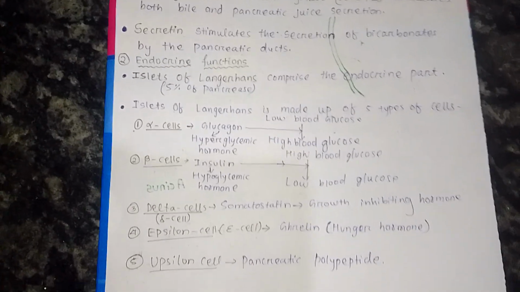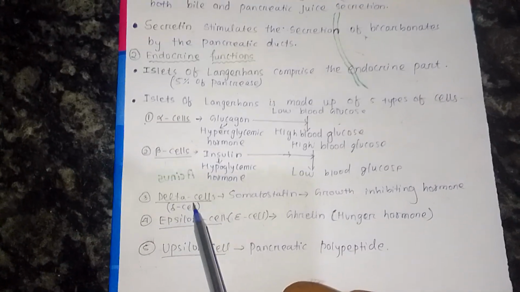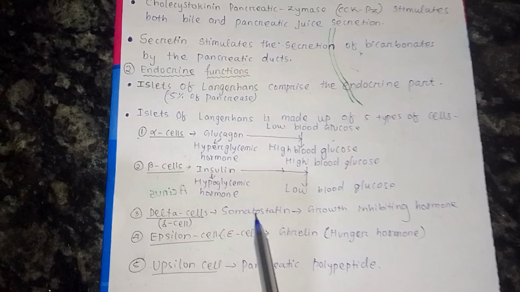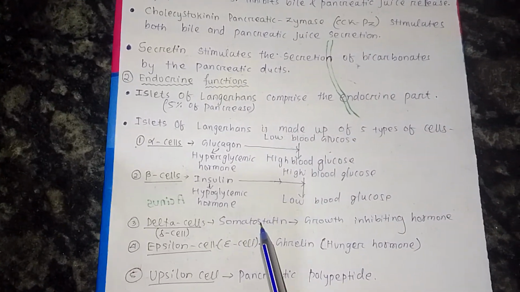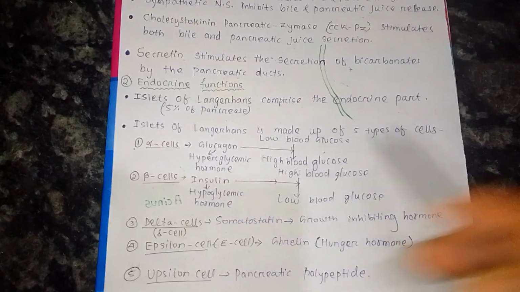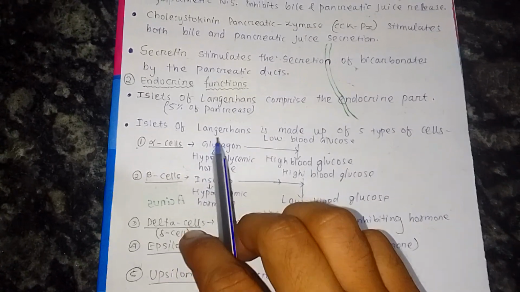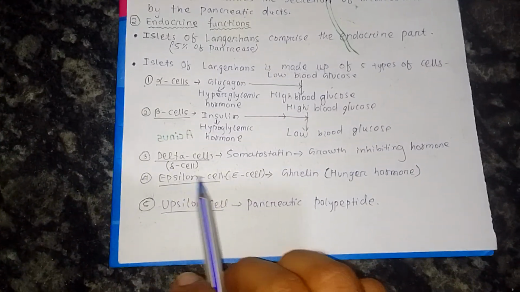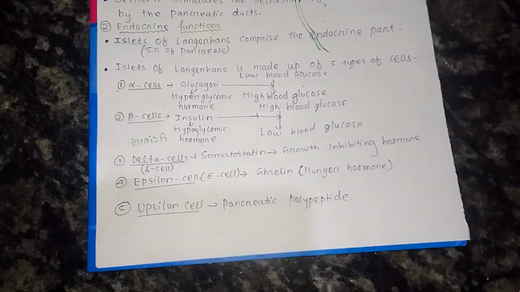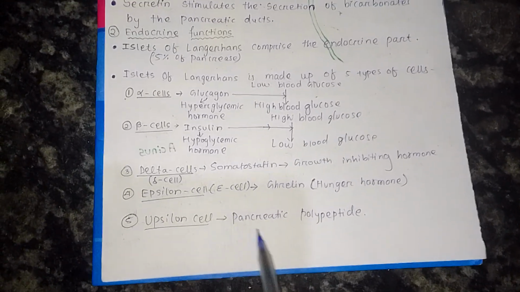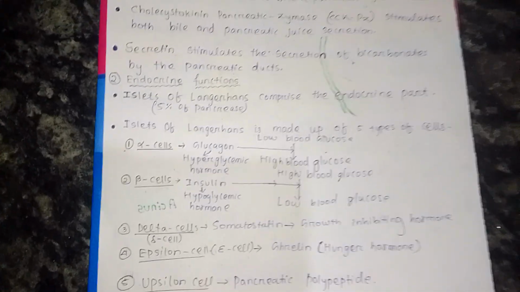Now we will see about the delta cells. The delta cells secrete a hormone known as the somatostatin, which is a growth inhibiting hormone. Actually, this hormone also gives a negative feedback on the functions of insulin as well as glucagon. And the epsilon cell releases ghrelin, which is also known as the hunger hormone, and the upsilon cell releases pancreatic polypeptide. So this was all about pancreas and its function.